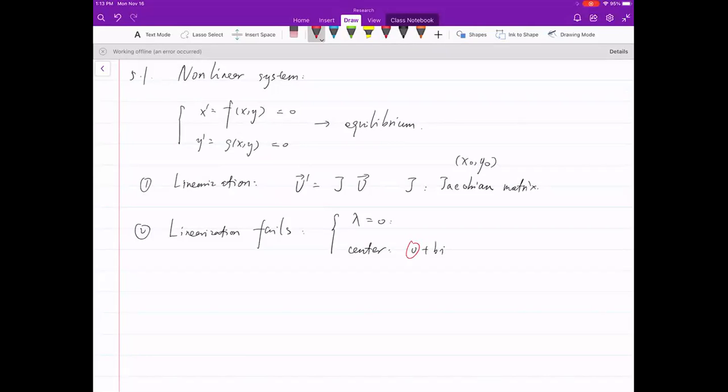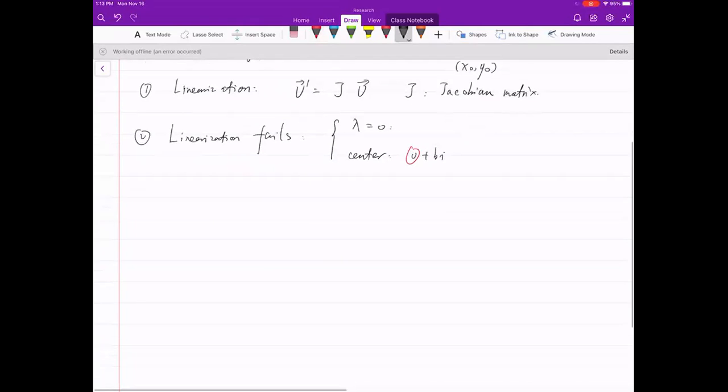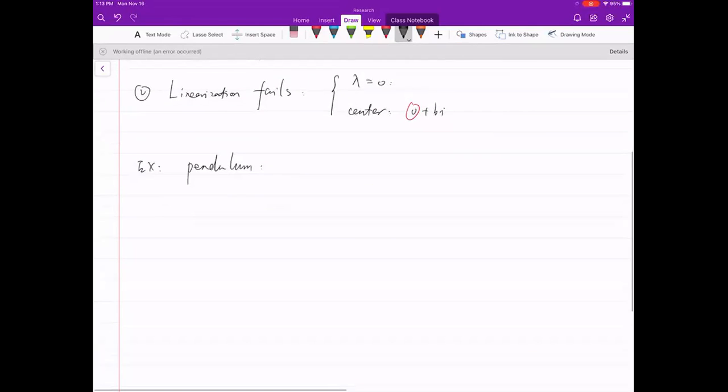And then we have a leftover, which is the simple pendulum. An example, just for illustration. So we have a pendulum attached by a stick.